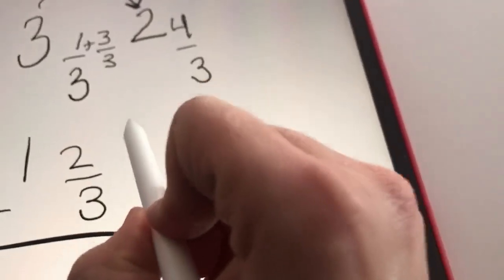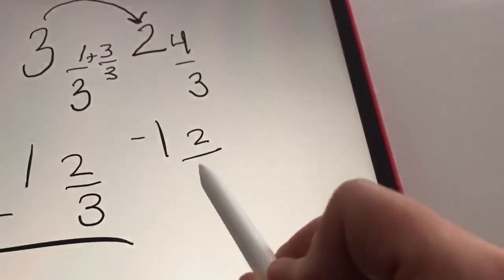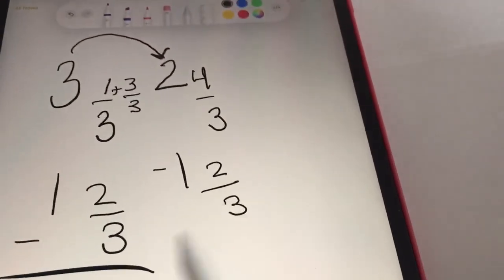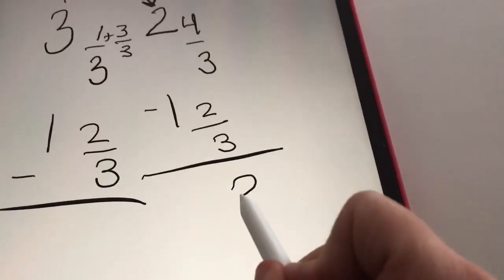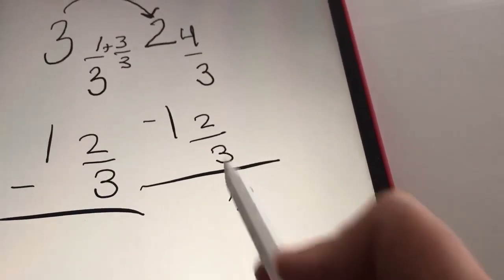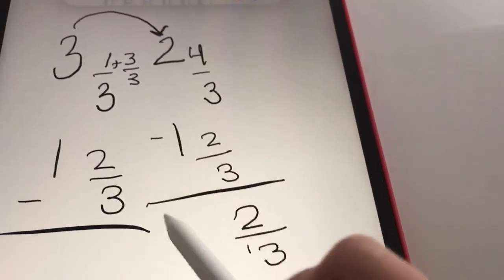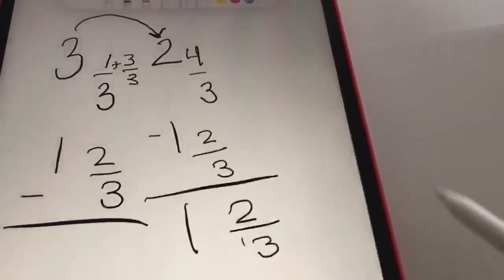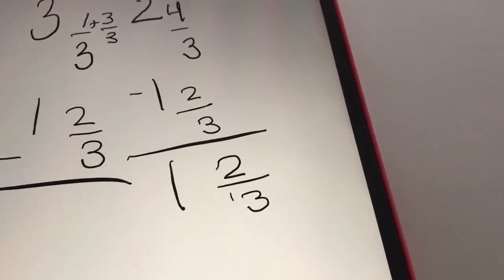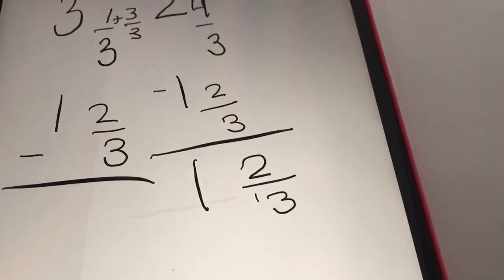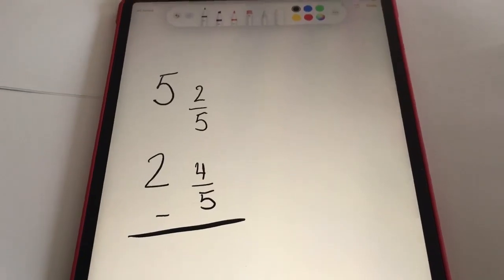So now I can take 2/3 away from 4/3. When I do that, I get 4/3 minus 2/3 equals 2/3. 2 minus 1 equals 1. So my answer is going to be 1 and 2/3. Okay, let's try another one with the same denominator.